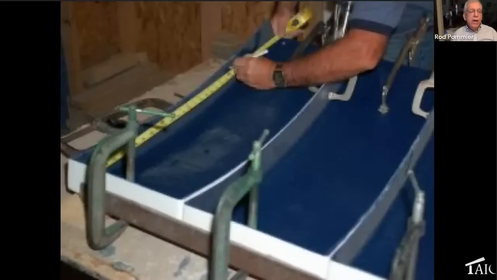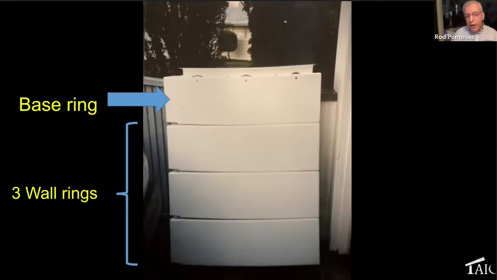So you start constructing this by bolting together the four segments of a door jam. And you do that for both the left door jam and the right door jam. And so here I completed one of my door jams. This is the left door jam viewed from outside. And you can see I have the three wall rings on the bottom and then the base ring with the flange to keep out dust and rain on the top.